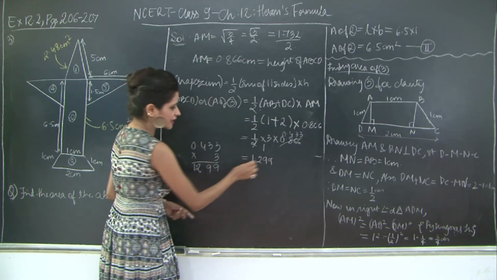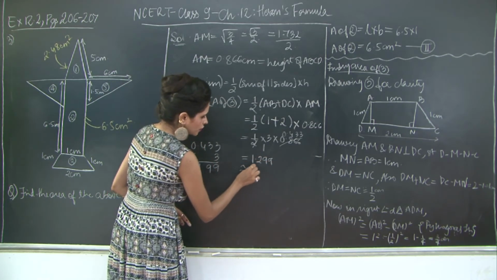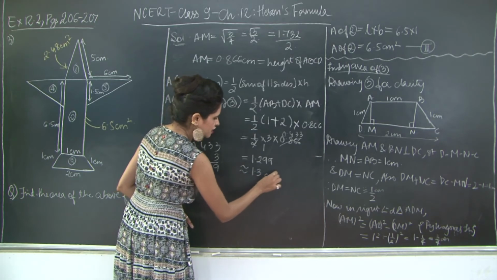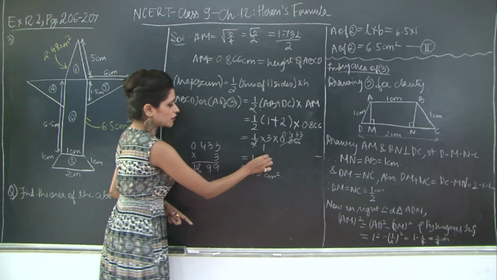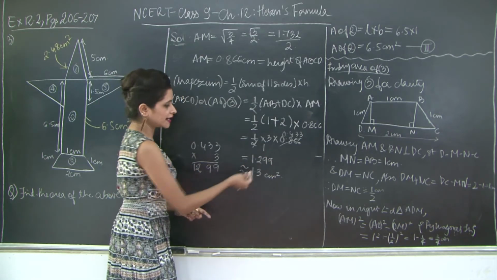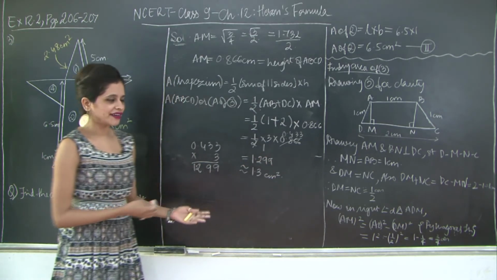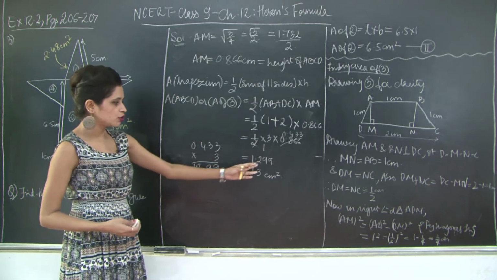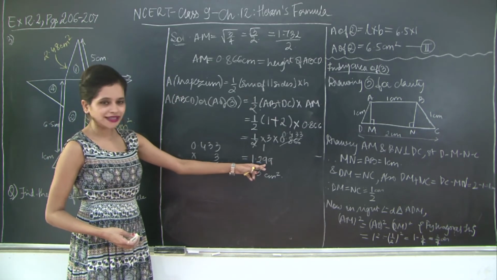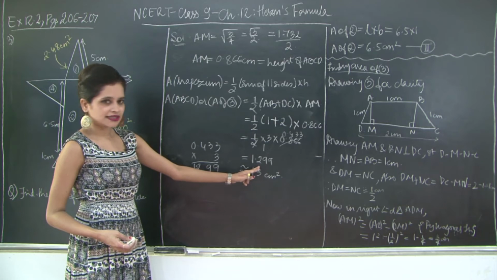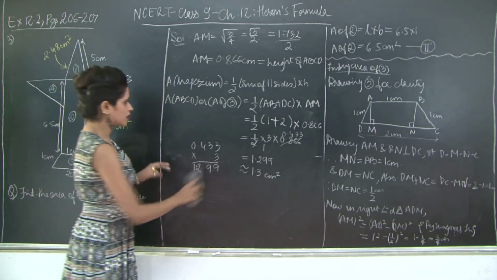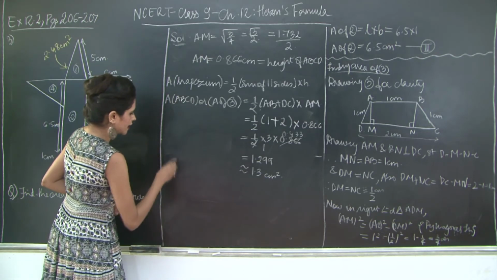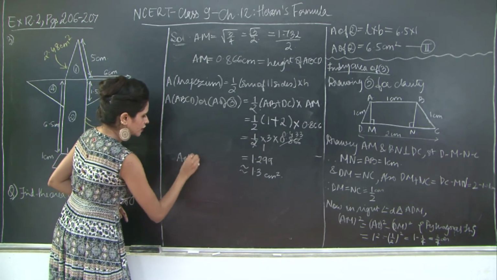which is approximately equal to 1.3 centimeter square. So why did I take 1.3 instead of 1.299? Because the number after 2 is greater than 5. If the number had been less than 5, we would have just kept it as 1.2. But since this number after 2 is greater than 5, I am adding this up and making the value approximately 1.3 centimeter square. So this is nothing but your area of region 3.